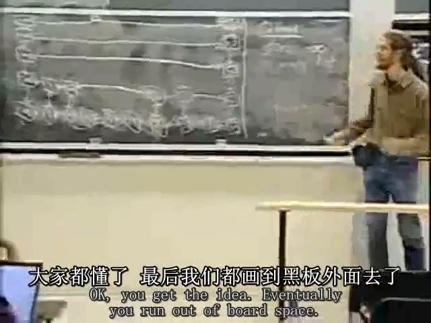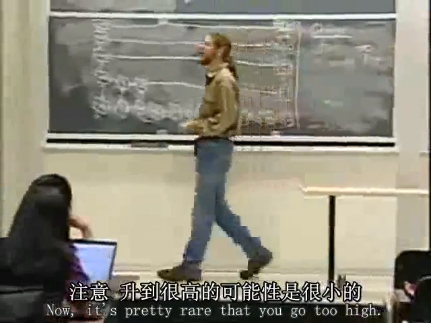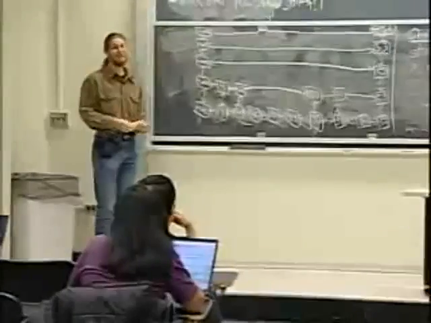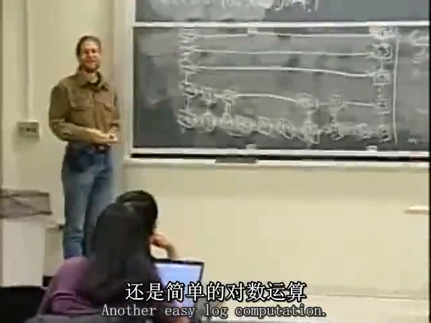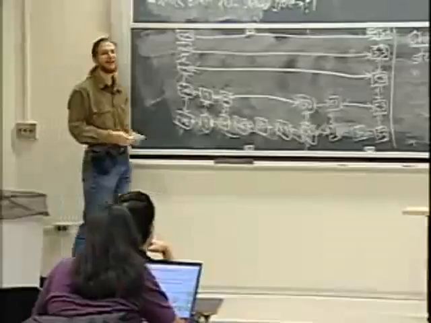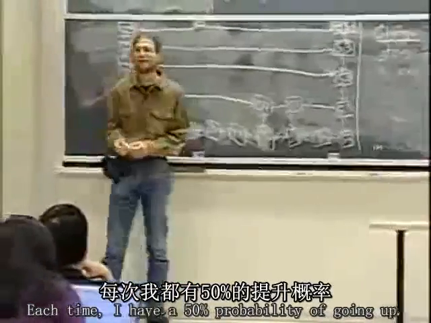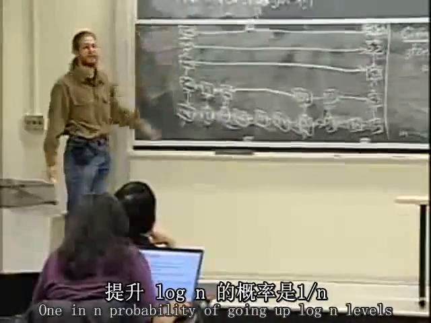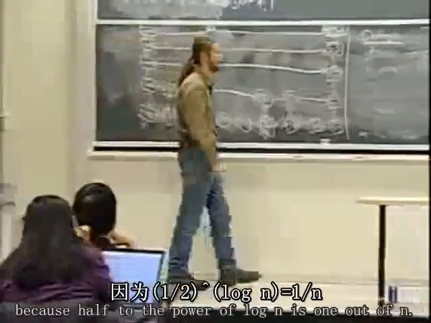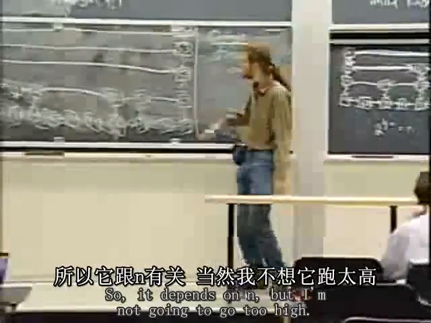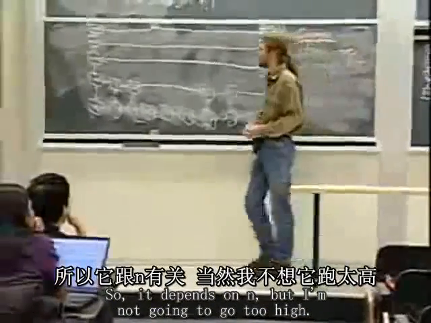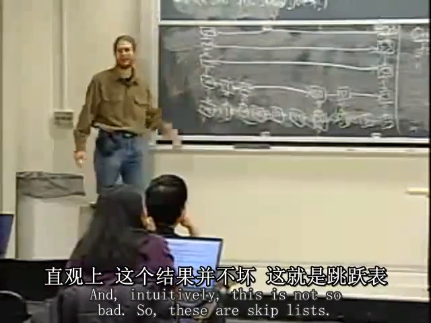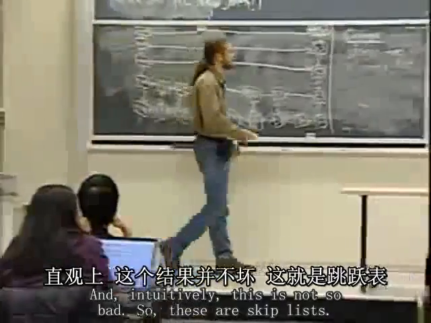Eventually you run out of board space. Now, it's pretty rare that you go too high. What's the probability that you go higher than log n? Another easy log computation. Each time I have a 50% probability of going up. 1 in n probability of going up log n levels, because a half to the power log n is 1 out of n. So, it depends on n, but I'm not going to go too high. And intuitively, this is not so bad.